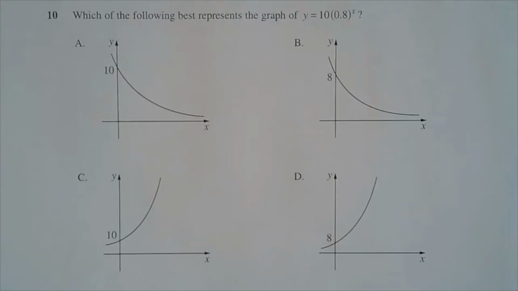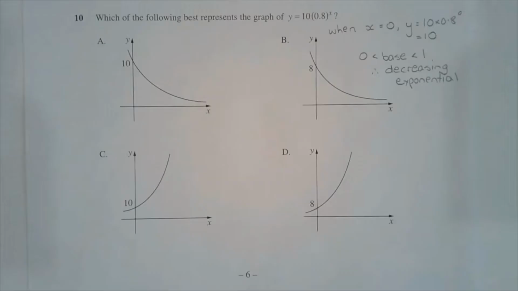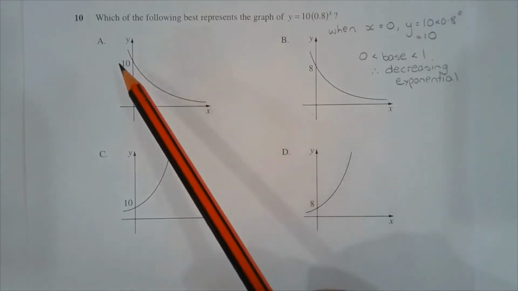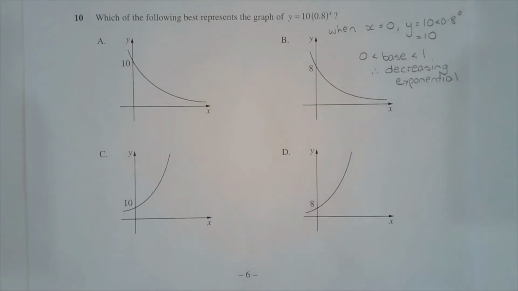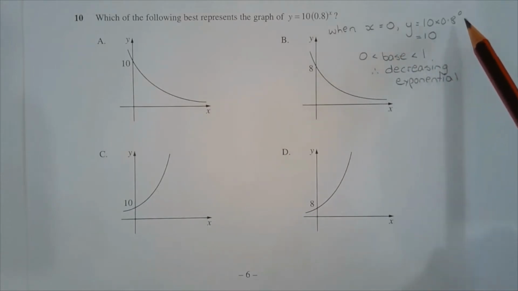Question 10. Which of the following best represents the graph of y equals 10 multiplied by 0.8 to the power of x? Two things to consider. Firstly, the y-intercept. We have a choice of 10 or 8. So to find the y-intercept, let x equal 0. So when x equals 0, y equals 10 multiplied by 0.8 to the power of 0, and 0.8 to the power of 0 is equal to 1, and that equals 10.